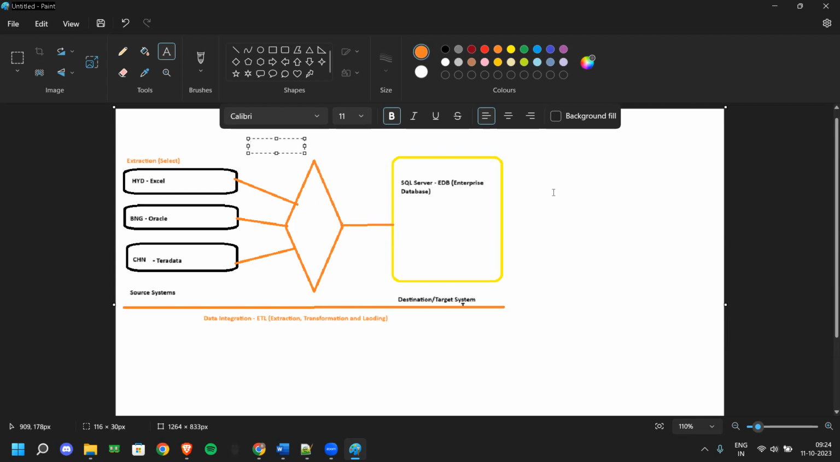Whatever business data you extracted must be processed by using transformations. That's the reason we call this the transformation area, or else the staging area. Finally, the processed, transformed business data must be loaded into the destination.